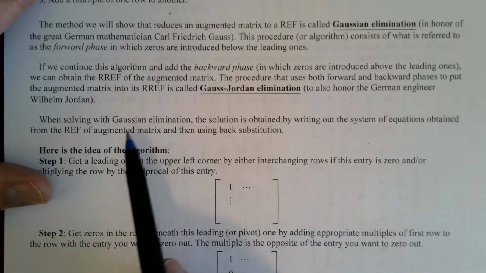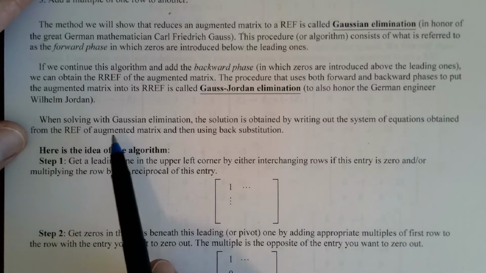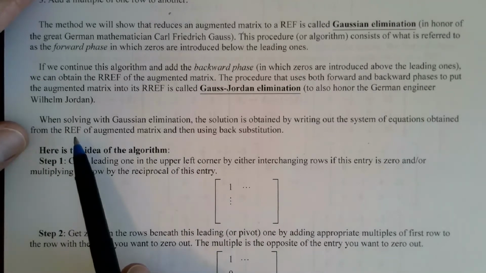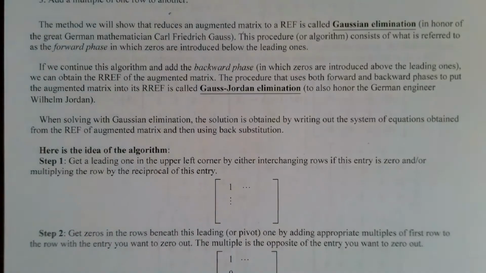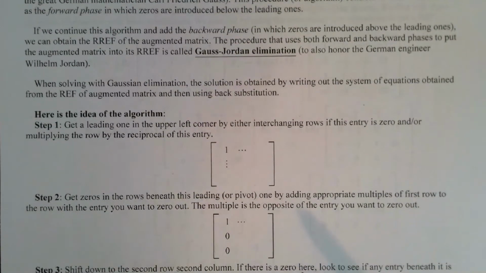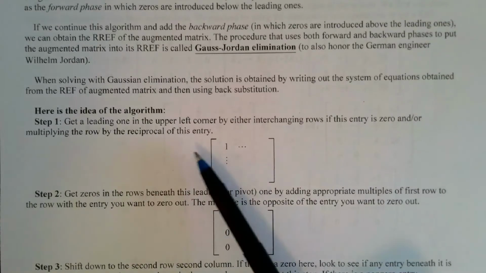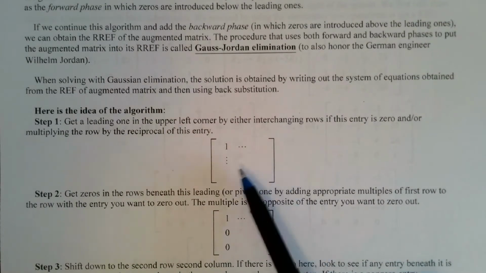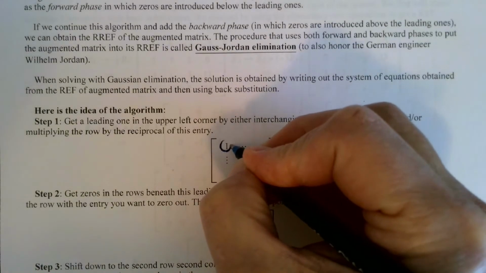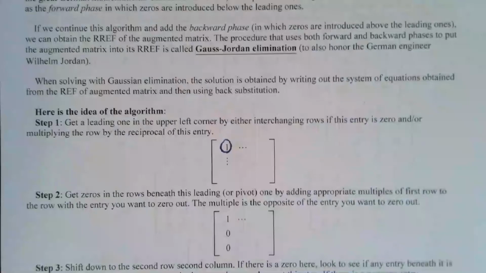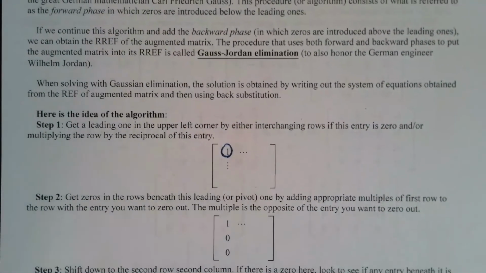Now, when we're solving with Gaussian elimination and we get it into the row echelon form, we then get the solution by using back substitution. Okay, so we have that one further step. All right, here's the idea. The first thing is we'll have an augmented matrix. We'll have entries on here, but our goal, first of all, is that right here in the upper left corner, first row, first column, has to be a 1. Okay, that has to be a 1.